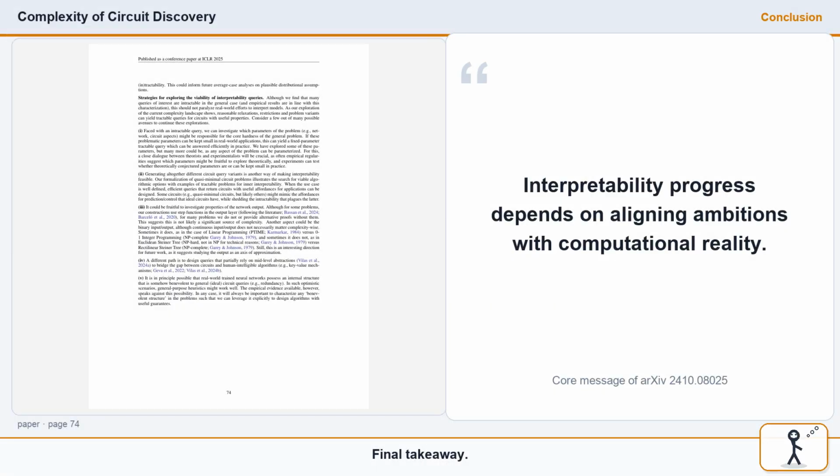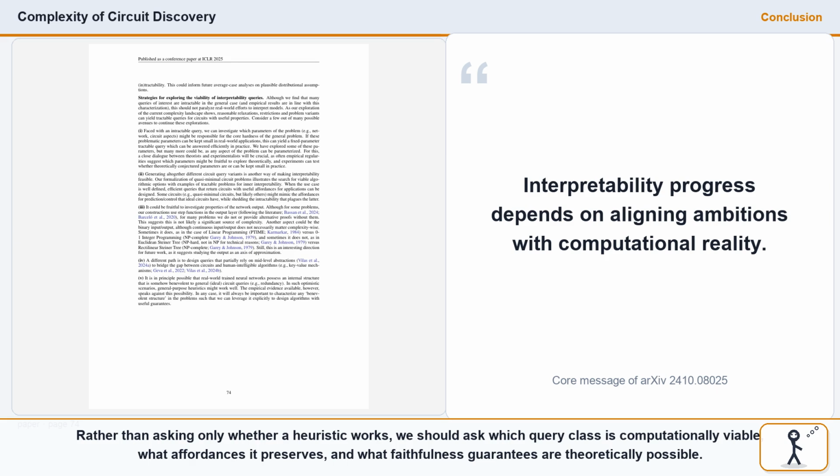Final takeaway: this paper reframes circuit discovery as a complexity-constrained design problem. Rather than asking only whether a heuristic works, we should ask which query class is computationally viable, what affordances it preserves, and what faithfulness guarantees are theoretically possible.